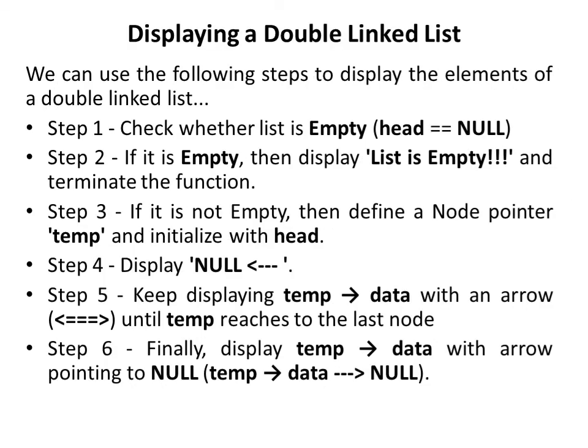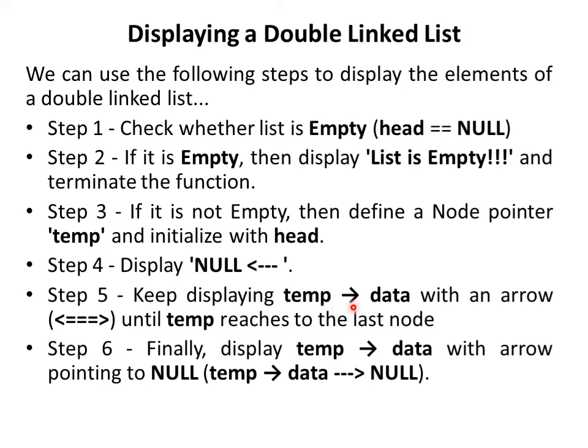Here you can see how the display is done. First we check whether there are any elements or not. For that, list is empty, that is head equals to null. If it is empty, then display list is empty and terminate the function. If it is not empty, then define a node pointer temp and initialize it with the head, because we always begin from the head of the linked list, and display null.